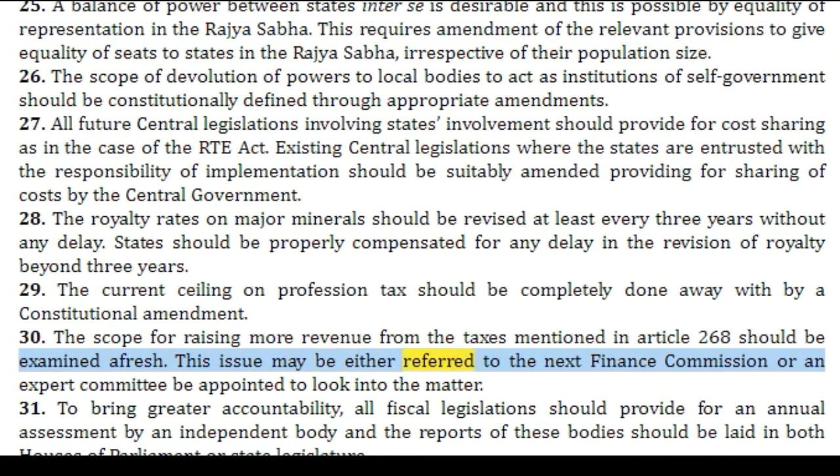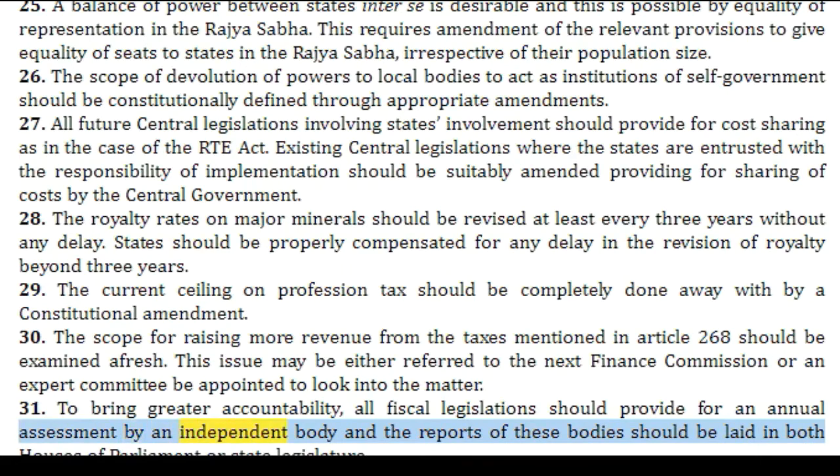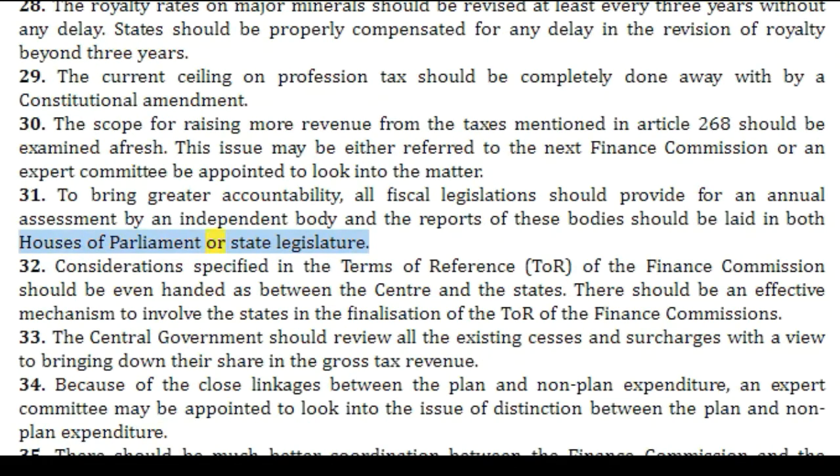This issue may be either referred to the next Finance Commission or an expert committee be appointed to look into the matter. 31. To bring greater accountability, all fiscal legislations should provide for an annual assessment by an independent body, and the reports of these bodies should be laid in both Houses of Parliament or State Legislature.